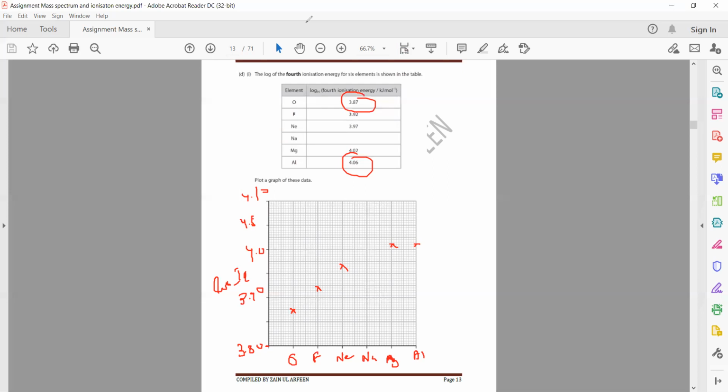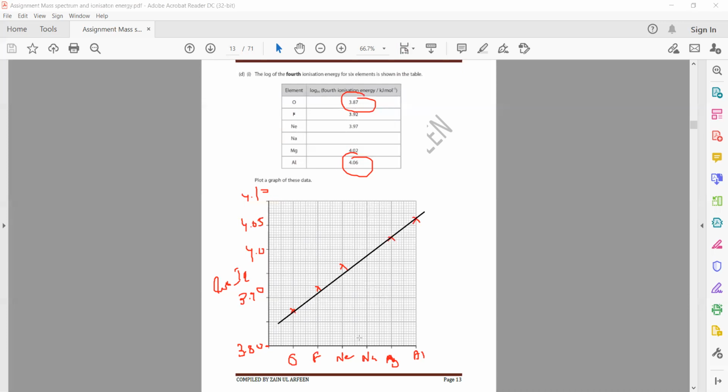So, sorry, it is 4.05. Sorry, by mistake. 4.05, 4.01, because this is 4.1. This will be 4.0. So 4.01 and this will be 4.02 and this will be 4.06. So when we draw a straight line, we can work out the value for sodium from this.